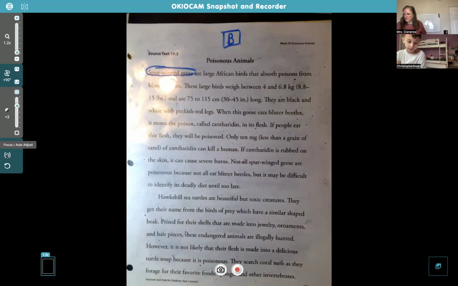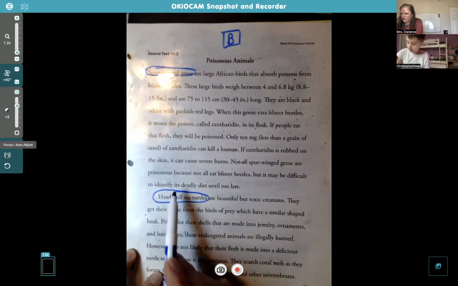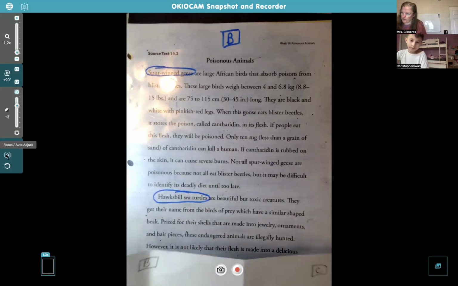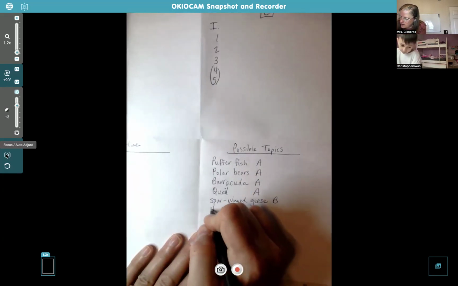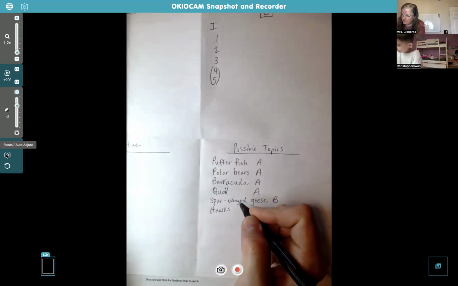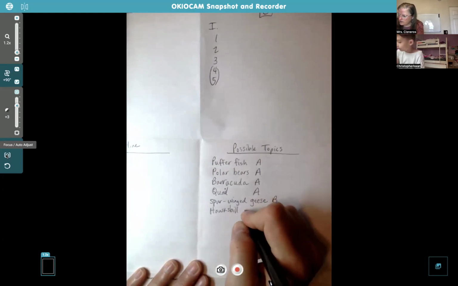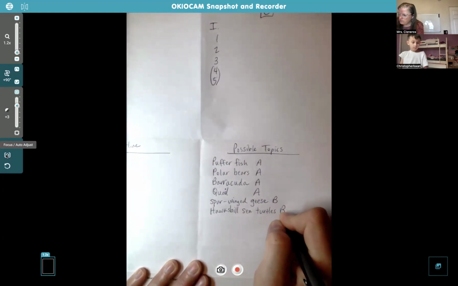Hawksbill sea turtles are beautiful but toxic creatures. Okay, circle that. Hawksbill sea turtles. I don't know if anybody would want to eat those. I don't think so. We're going to find out after you read this stuff. But hawksbill sea turtles. Hawks. Bill, it's a compound word. Hawks and bill, sea turtles. And that's B.